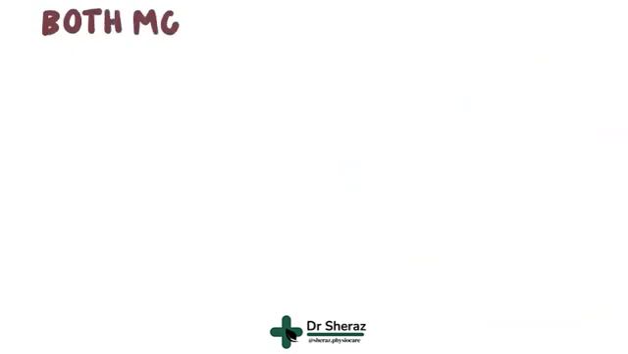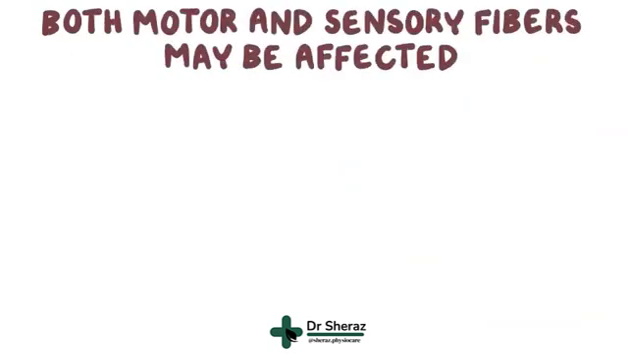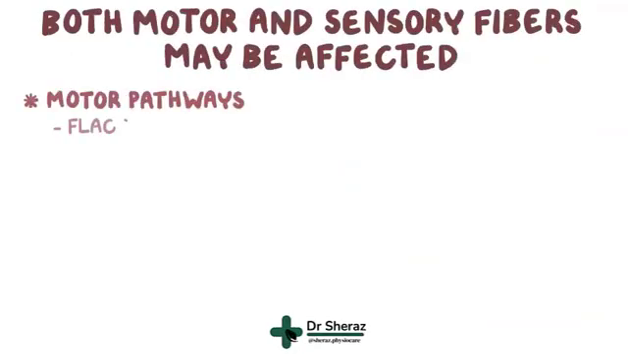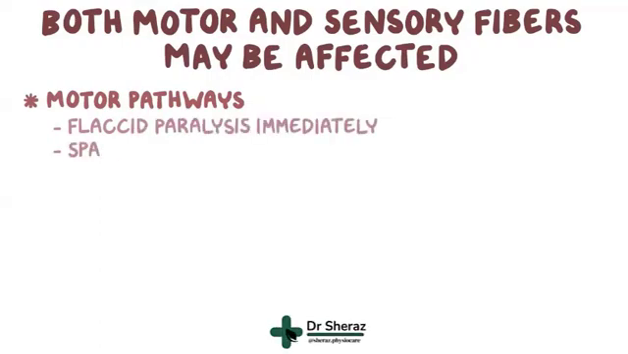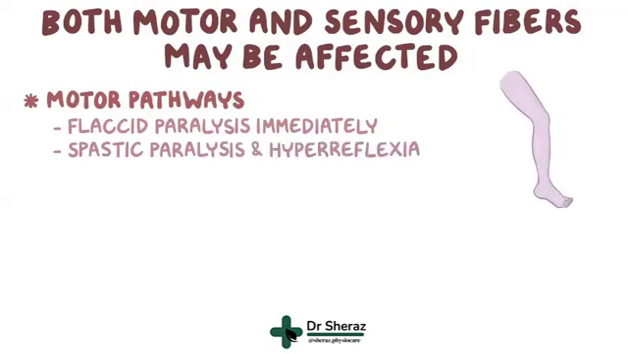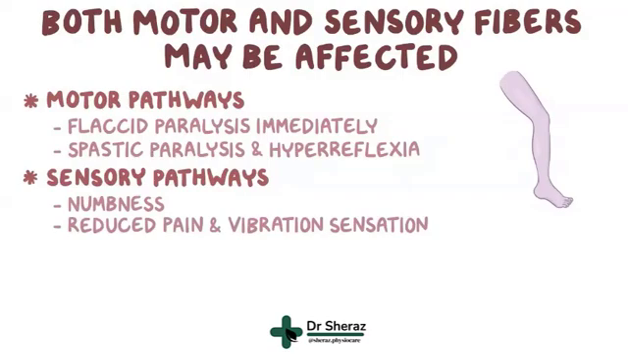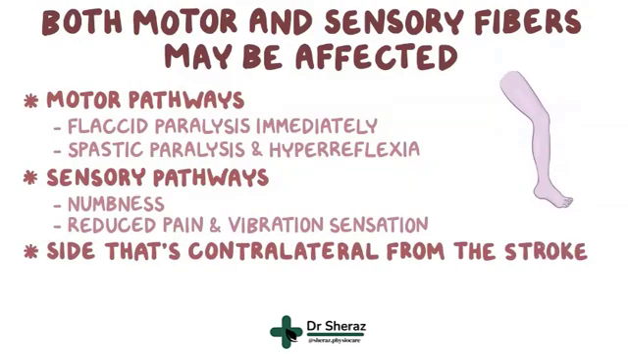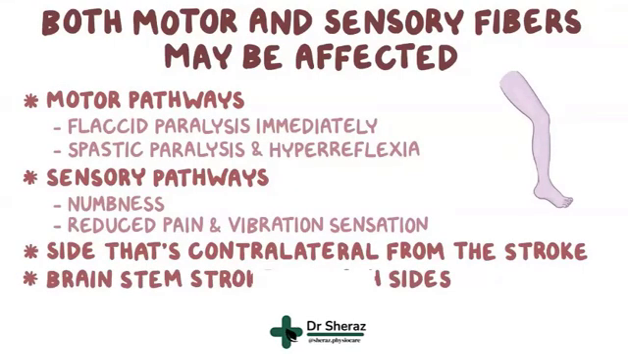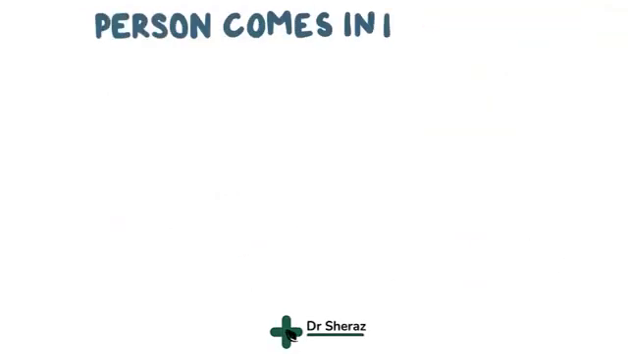Now, in any of these body regions, both motor and sensory fibers may be affected. When motor pathways are damaged, flaccid paralysis develops almost immediately, and then over the following days to weeks, there's spastic paralysis and hyperreflexia, due to the hyperexcitable stretch reflex. When sensory pathways are damaged, there's numbness, as well as reduced pain and vibration sensation. Both motor and sensory symptoms usually happen on the side that's contralateral from the stroke, except in rare cases of a brainstem stroke, where both sides are affected.